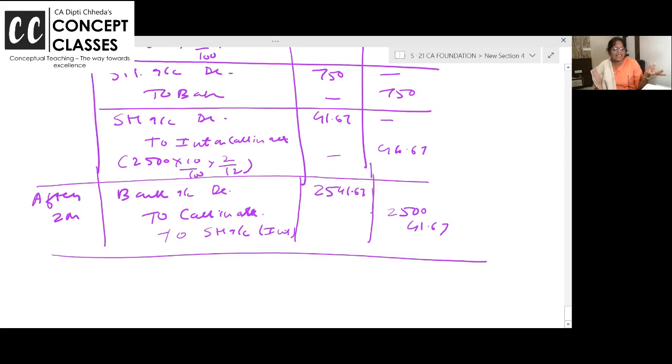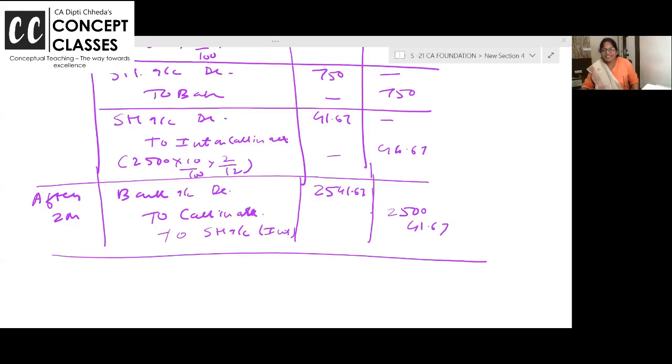Otherwise, they can give dates, like the first call was due and it was received in the 3rd month, and so on. So do accordingly. We will take a break now and then we will continue with the forfeited shares. Okay, right.